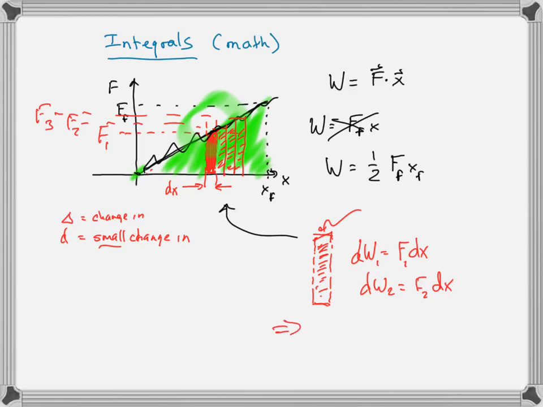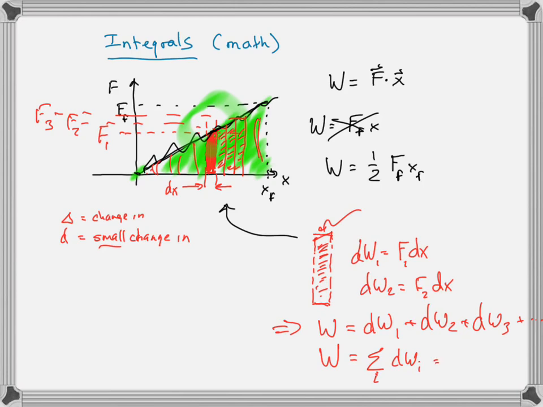So that therefore the total work done, once we break it up all the way down and all the way up, is dW1 plus dW2 plus dW3, add them all up. So we can write that with a sum sign. So we're summing over i of dWi. Okay, so i is just an integer. And that is the sum over i of Fi dx.